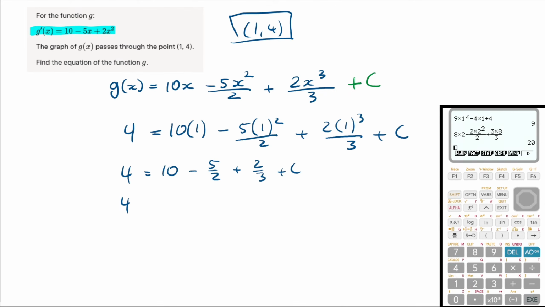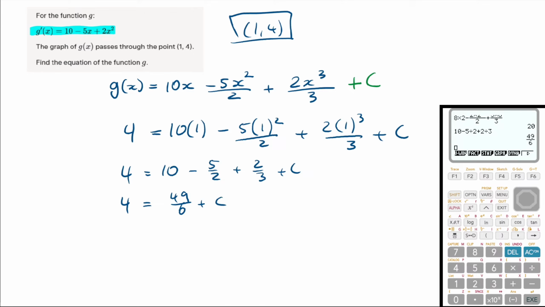So same thing, we're going to do 10 minus 5 over 2 plus 2 over 3. Enter, and it's going to get us a number, and preferably we want this as a fraction, but it doesn't really matter. You can write it as a number perfectly fine. 49 over 6 plus c.